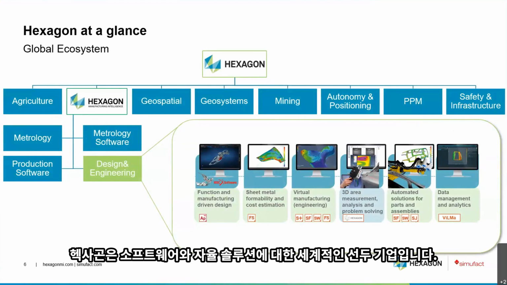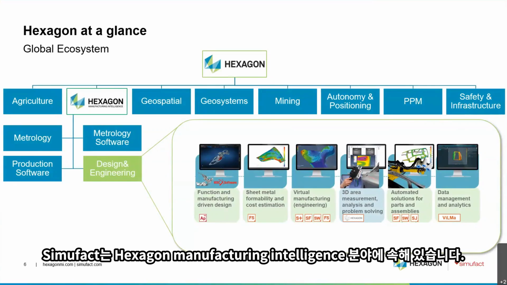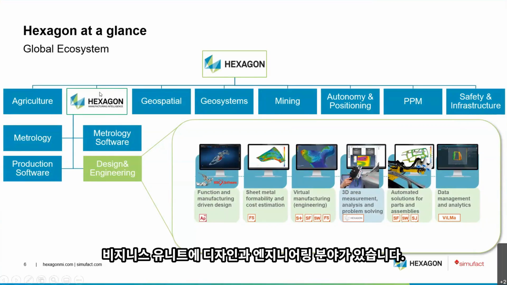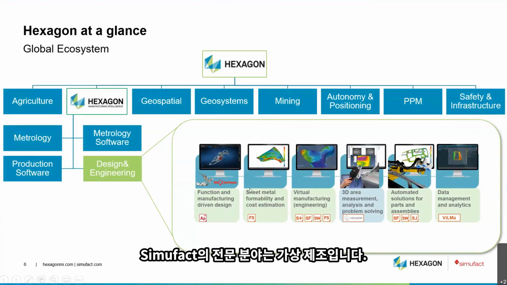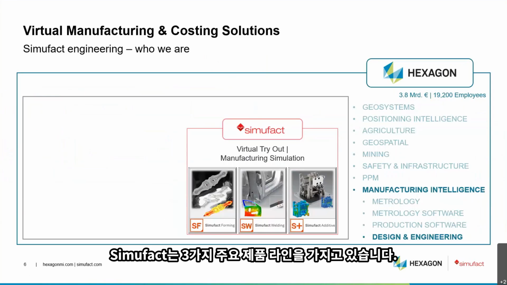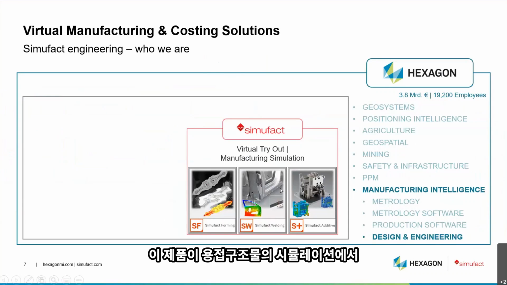Hexagon is a globally leading company in sensors, software, and autonomous solutions. We, as Simufact, are situated in the division Hexagon Manufacturing Intelligence, and there in the business unit Design and Engineering. Our expertise is virtual manufacturing. Simufact has three main product lines. Here in the middle, you see Simufact Welding. This is what we talk about, the simulation of welding structures.